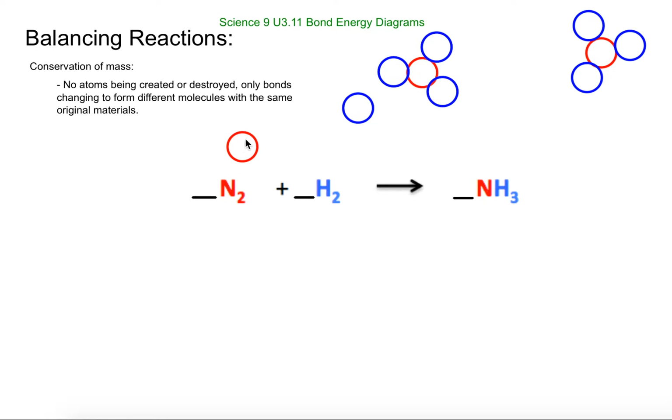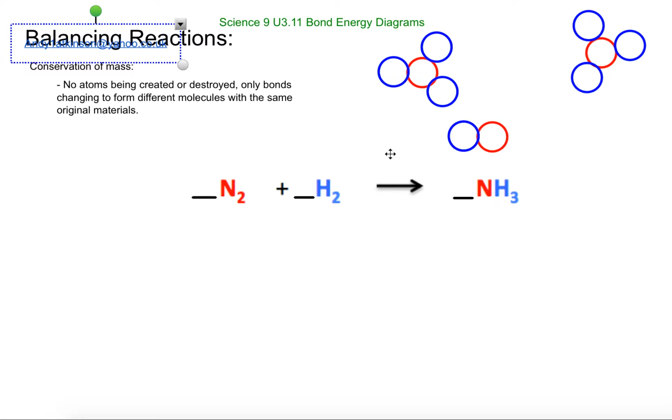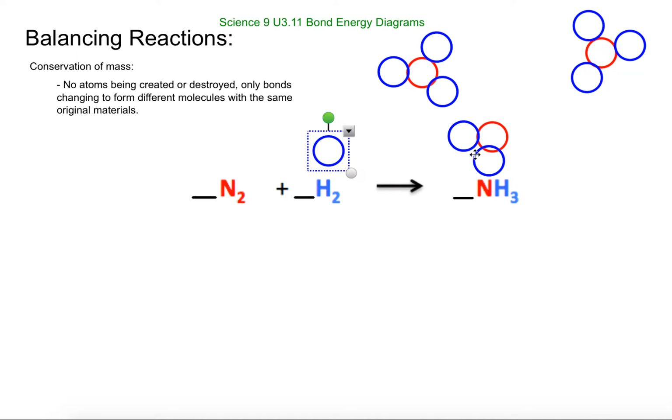And I've got this one sitting here by itself, and I could make another NH3 molecule, but I've only got one of these. If I happened to have another set of these sitting around, I could add that to this sort of lonely N2, and I'd have another stable NH3.